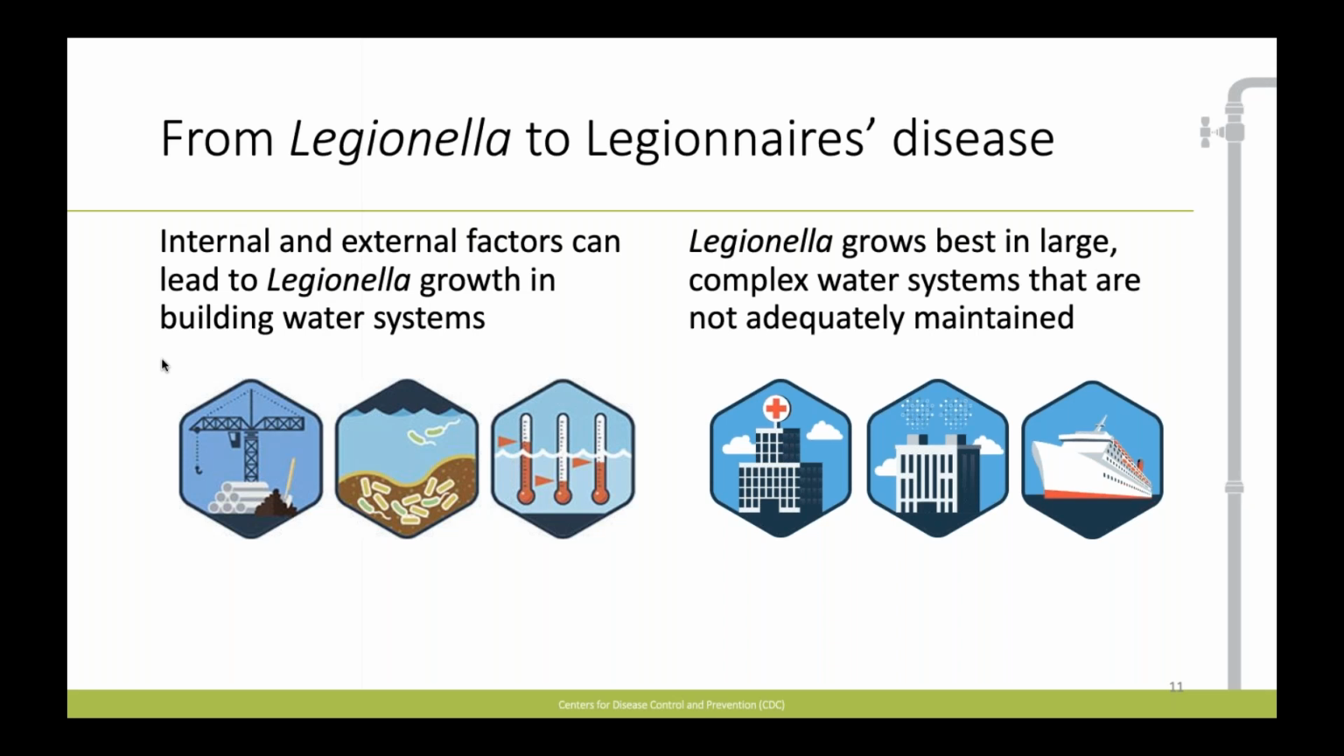Legionella, we found, grows best in large, complex water systems that are not adequately maintained. This could include a hospital. This could include a large building, possibly with a cooling tower style device on the roof. And as you can imagine, this can also include entities such as cruise ships, which have incredibly complex water systems.